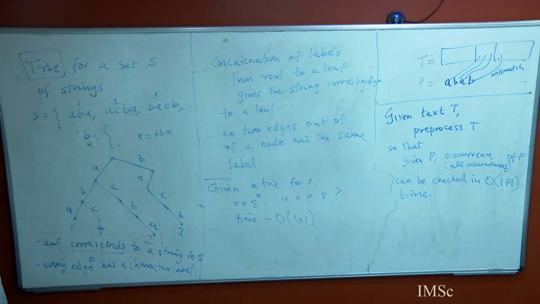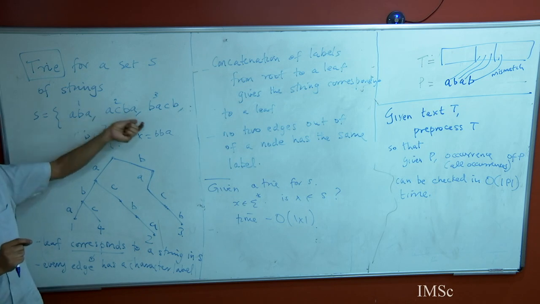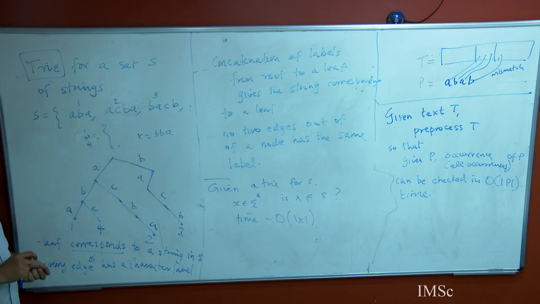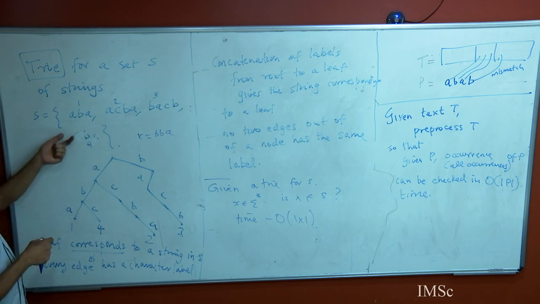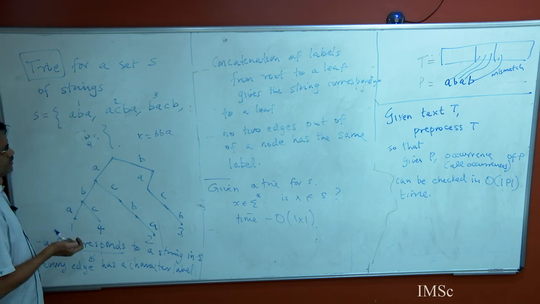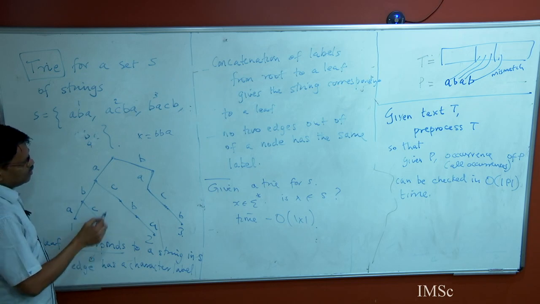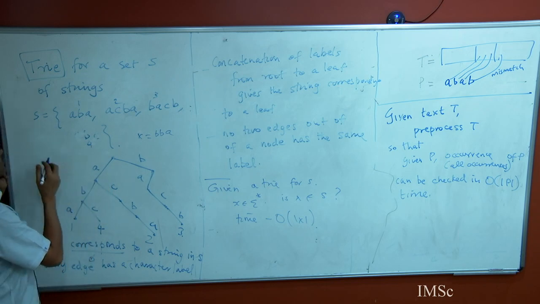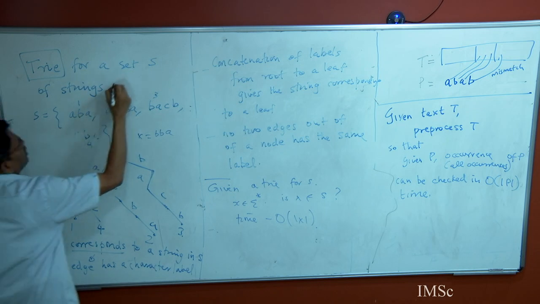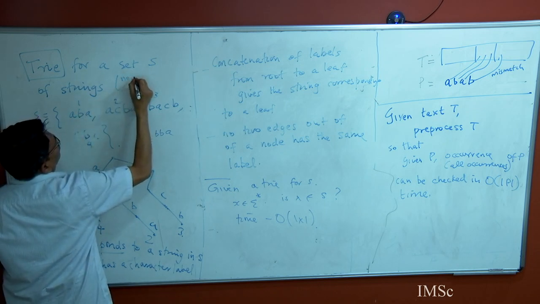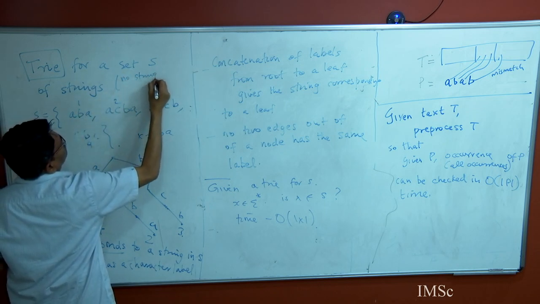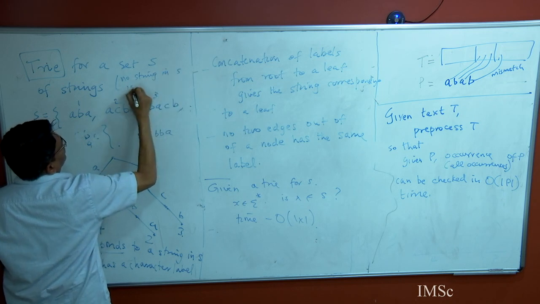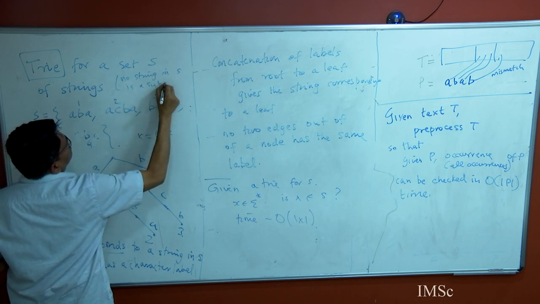Okay, so there is one question: what if one of these strings is a substring of the other, right? So, for example, if I want to store also BA, then what do you do? Okay, that's a problem. So for now, let's assume that no string in S is a substring of another.